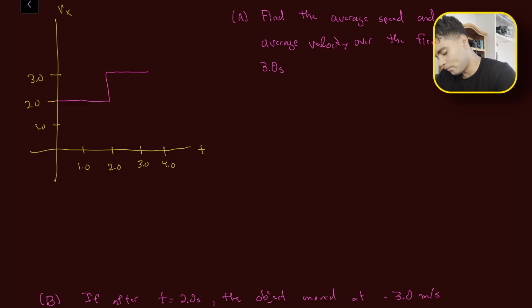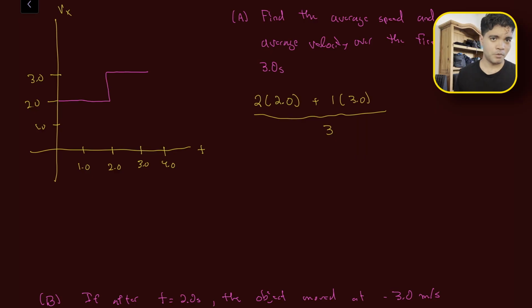Right. And so for part A, we simply have to find the average speed and the average velocity over the first 3 seconds. Easy enough. Now, the way that I like to think about it is sort of like weights. I don't know if you're familiar with that concept, but let me just show you because I can't really explain it. So for the first 2 seconds, we have 2 instances of the object moving at 2 meters per second, and we have 1 instance of the object moving at 3 meters per second divided by the total time, which is 3. This is how I would go about this problem.